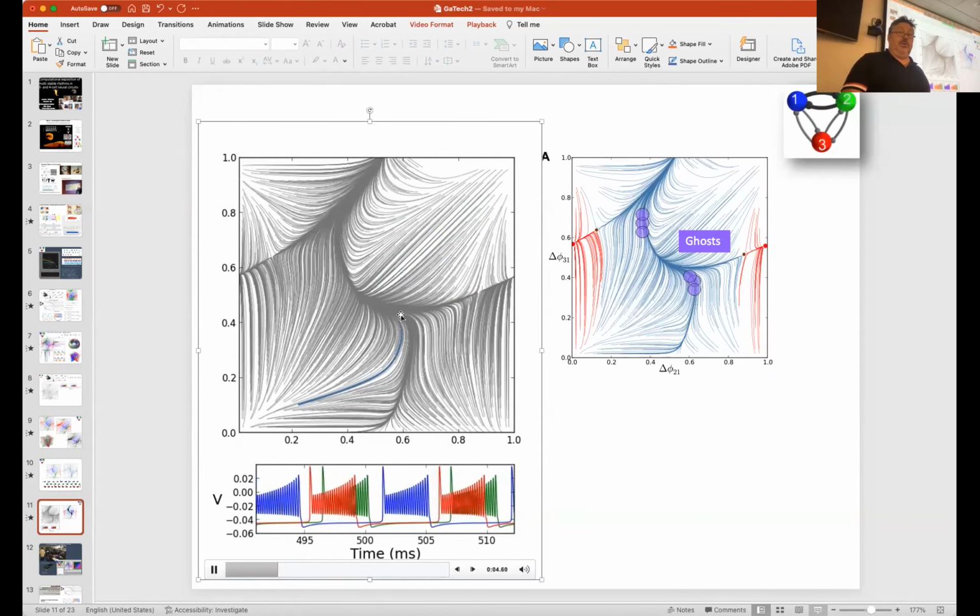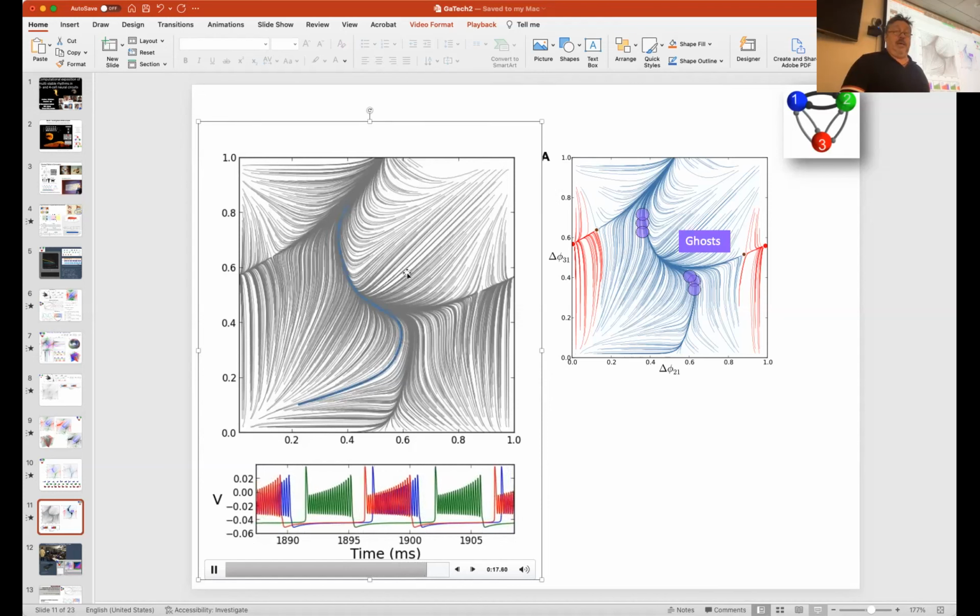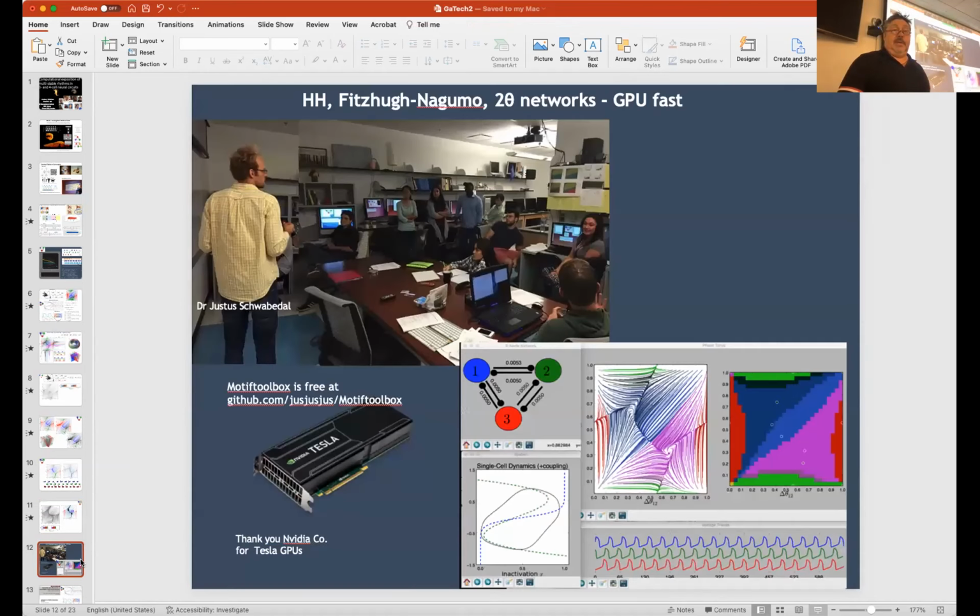You transition through the ghost of this fixed point, then transition to the ghost of that point, you see the pattern, and then again transition to the ghost of another traveling wave. So you'll see the blue, green, and red, and then you're going to go to the green pacemaker, and voila, and then you repeat the pattern. So that's what I said.